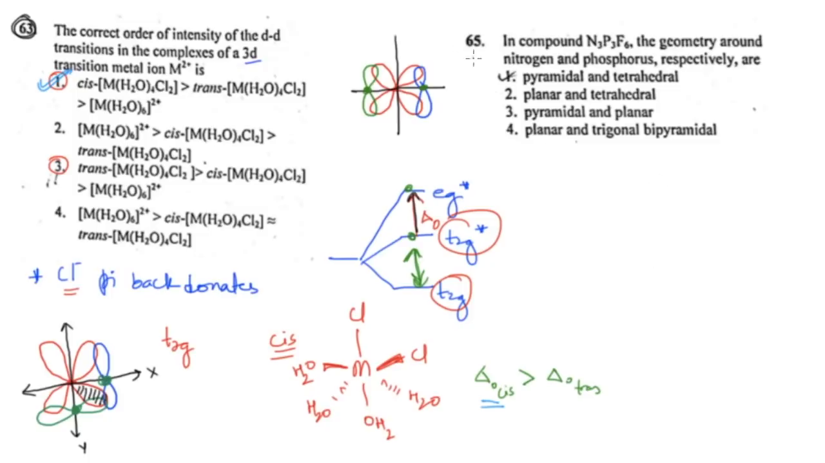Fine. Okay, let's talk about this particular question over here. It says that in the compound N3P3F6, the geometry around nitrogen and phosphorus respectively are. So let's try to draw this. N3P3F6, sorry. So this is how it will be made. Let's first of all make it.